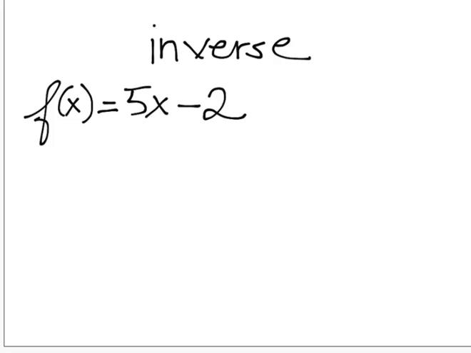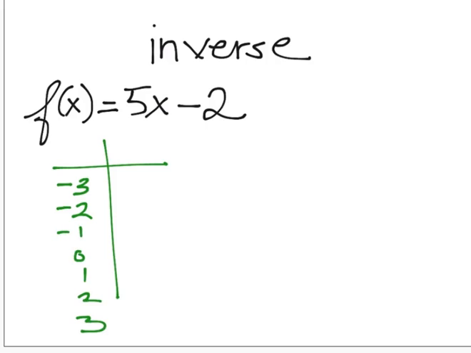Inverses, what are we supposed to do? Well, it doesn't matter what we do. If they give us a picture, we're going to make a table. If they give us an equation, we're going to make a table. If they give us a graph, we're still going to make a table. So the first thing we're going to do is make a table. I usually do kind of a -3 to +3 just to kind of get started. You can choose any numbers you want, and my calculator does it for me, so that's kind of nice.